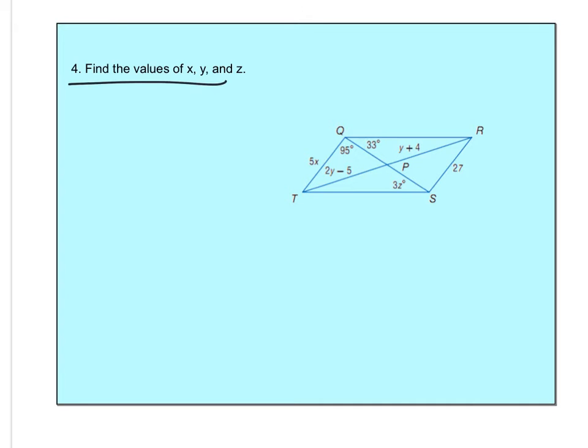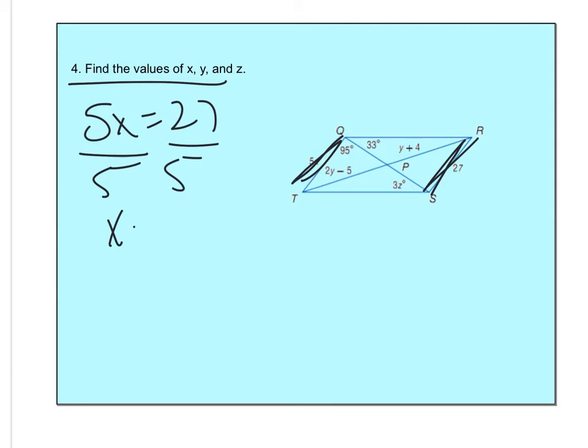So find the values of x, y, z out of this situation. Well, let's start with this. Okay, for x, 5x is going to be equal to 27 because it's a parallelogram. So 5x equals 27. If I divide by 5, x equals 5 2/5, or 5.4 if you really want the decimal answer. I don't like decimals, but knock yourself out.